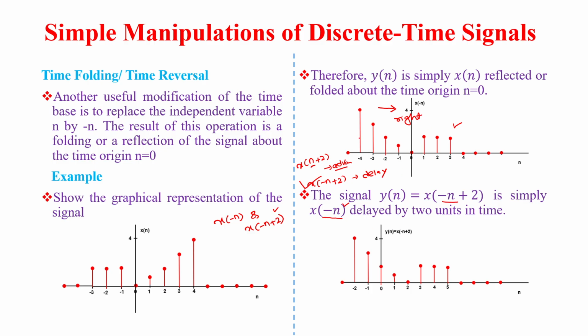So you can see there is a right shift by 2 units in time. Okay, so this is the time folding or time reversal property. This is the second property of the discrete time signals. Let us see our next property, that is the time scaling.